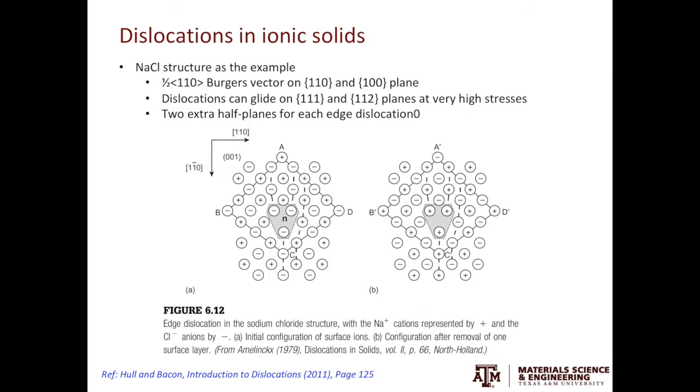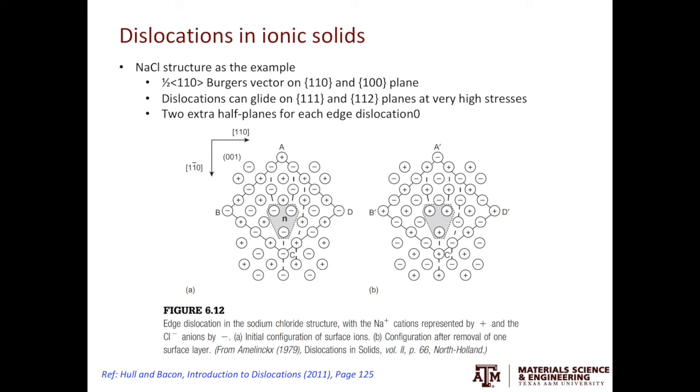The last example we are going to look at is the ionic solids. Ionic solids are similar to intermetallics in that the cations and anions occupy specific lattice sites, but it introduces one more dimension of complexity, charges. We'll focus on the sodium chloride structure, which has the FCC crystal structure. For the sodium chloride structure, the Burgers vector is still half 110, but slip usually happens along the 110 or 100 planes. At higher stress levels, slip can also happen on 111 planes and 112 planes.